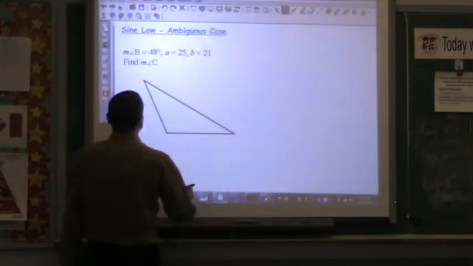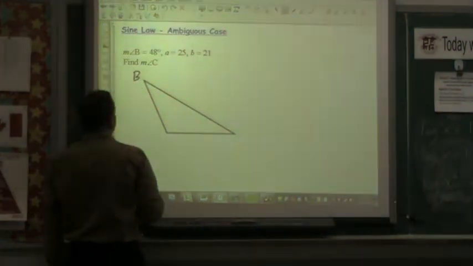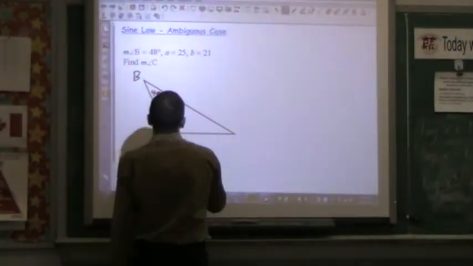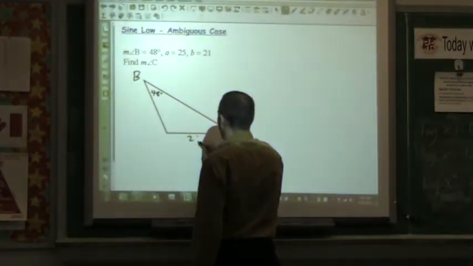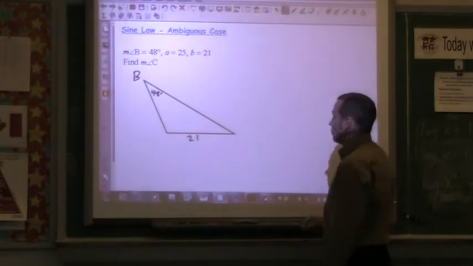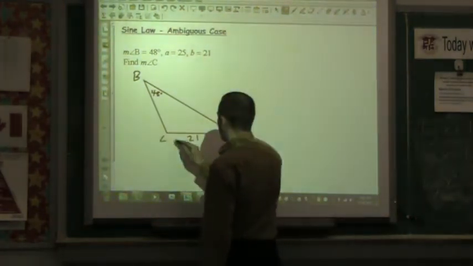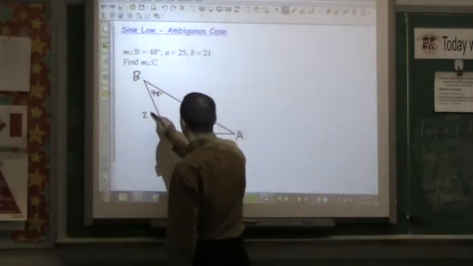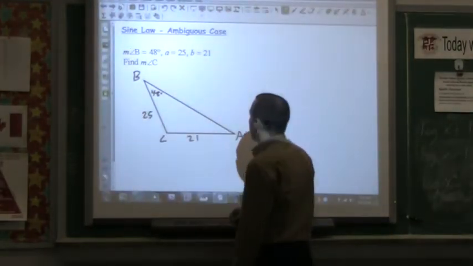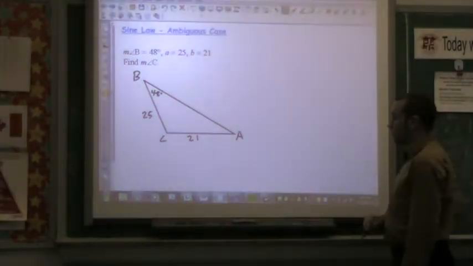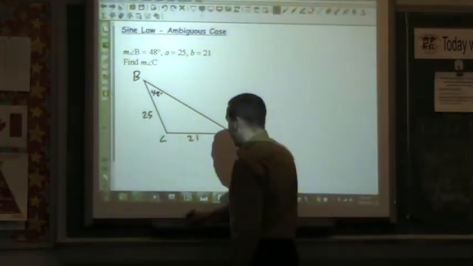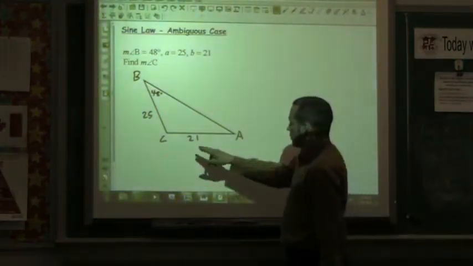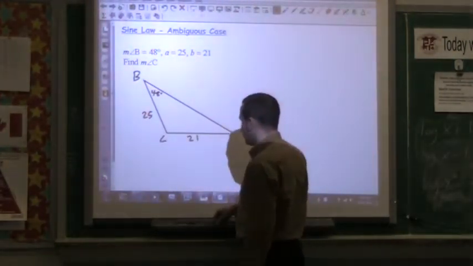Okay? So maybe we'll make this the B. And so angle B is 48 degrees. My side B is 21. Then we'll say C and A, and my A length is 25, so we'll put that there. And that's all the information that I'm given. So again, I'm asked for angle C here, so that's what they want to know.